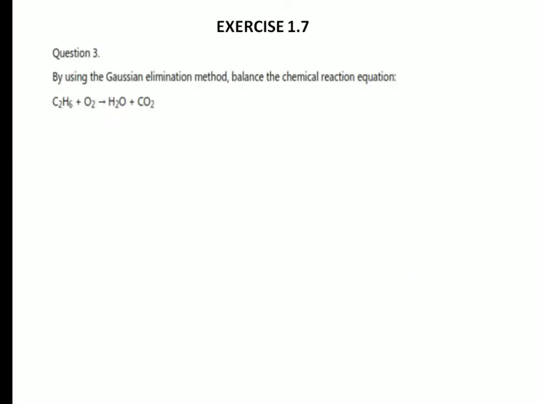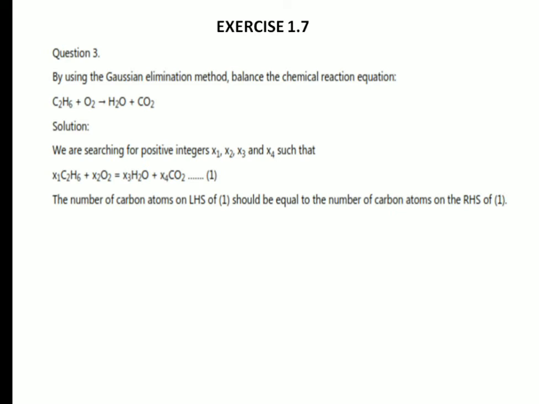Question number 3. By using the Gaussian elimination method, balance the chemical reaction equation C2H6 plus O2 gives H2O plus CO2. Then the solution: we are searching for positive integers x1, x2, x3 and x4 such that x1 C2H6 plus x2 O2 equals x3 H2O plus x4 CO2, first equation. The number of carbon atoms on the LHS of 1 should be equal to the number on the RHS of 1.